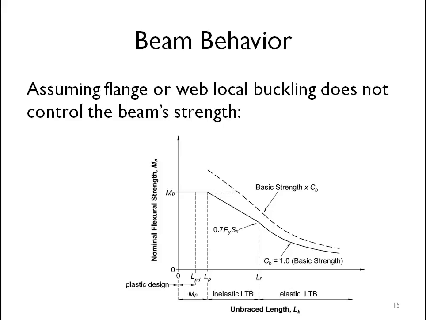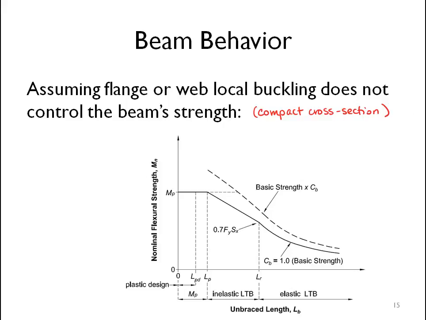So to draw this solution space, I've assumed that flange or web local buckling is not controlling the strength of the beam. And when that is the case, when flange or web local buckling is not an issue, that means we're talking about a compact cross section. So to draw the solution space that I have sketched here, I'm talking about a compact cross-section, meaning it's not susceptible to local buckling, and yet we're looking at the range of lateral torsional buckling behavior that this beam could experience.